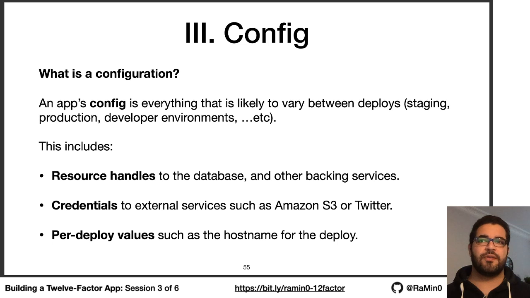And this usually includes resource handles. What I mean by that is, for example, connection strings for different services like databases and banking services, credentials for something like Amazon S3 to store your files on, or for some API like Twitter's API or Facebook's API. And some other values such as host names or configurations for your app to identify it whenever it's going into production. So all of these are known as configurations.